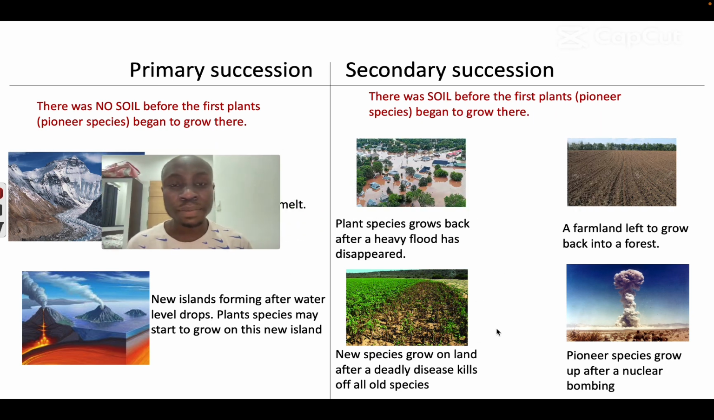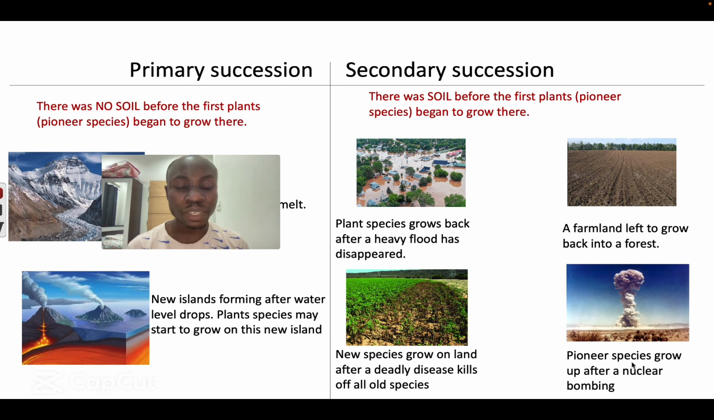And these four examples are all secondary succession because there was soil before the first plants and animals started to live there. So after the flood, there was soil. The farmland left to grow back into a forest. Yes, there was soil. Okay, we can see the soil there. New species grow on land after a deadly disease kills off all old plants. Was there soil? Yes, there was.